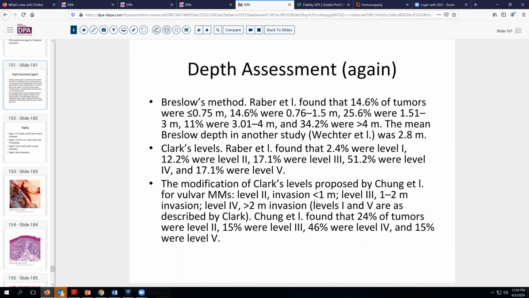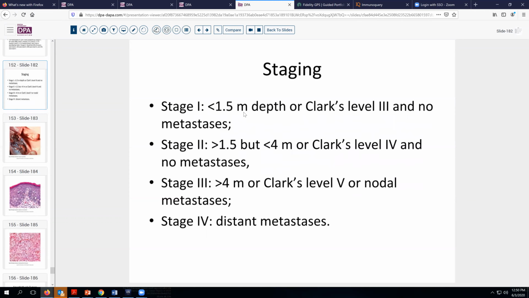So there's a modification that is probably what's in the CAP checklist. Level 2, less than 1 millimeter; level 3, 1 to 2 millimeters; and level 4, greater than 2 millimeters. Staging for melanoma: less than 1.5 millimeters, this should be millimeters, not meters, in depth, or Clark's level 3 and no mets, that's stage 1. Stage 2, slightly thicker, no mets. Stage 3, nodal mets, distant mets, and so forth.